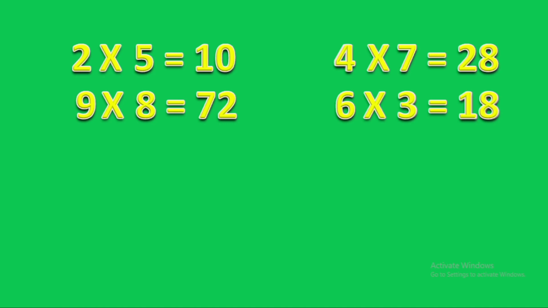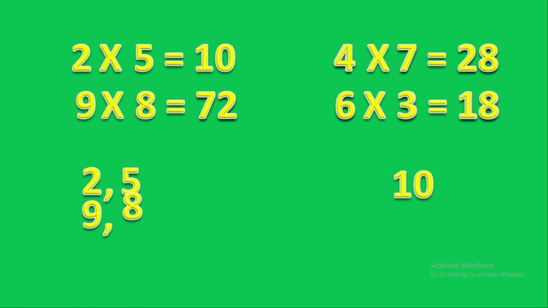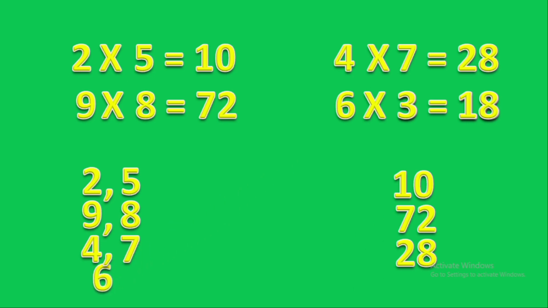Let us separate them. 2, 5 and the product 10 goes to the right hand side. Same way 9, 8 and 72 goes to the right side. 4, 7, 28 comes down. 6, 3 and 18 goes to the right hand side.